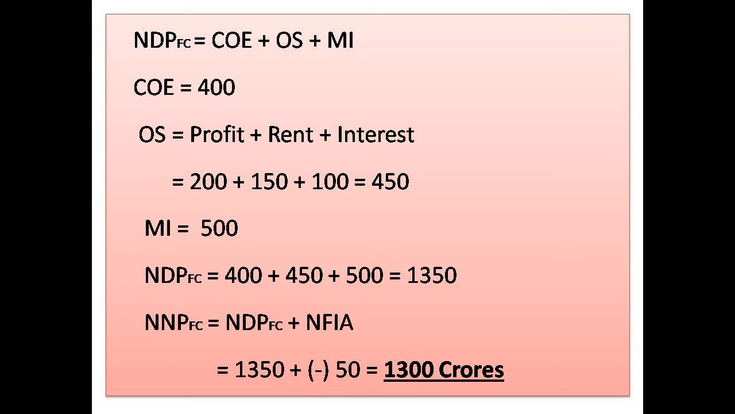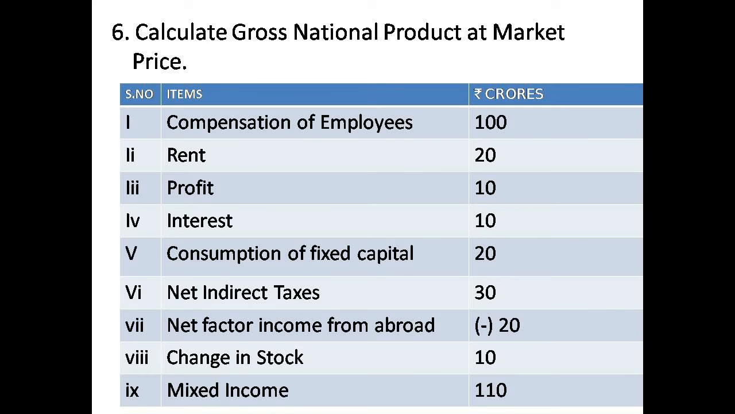From NDPFC, we can calculate NNPFC by adding NFIA. So NNPFC is equal to NDPFC plus NFIA. 1350 plus minus 50. We get 1300 crores. So national income is 1300 crores.